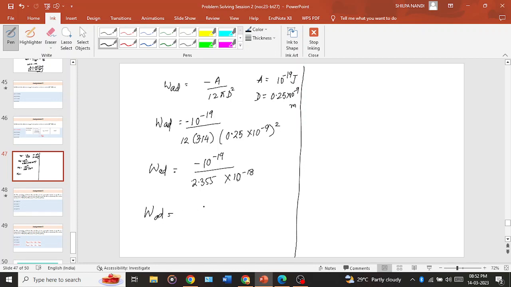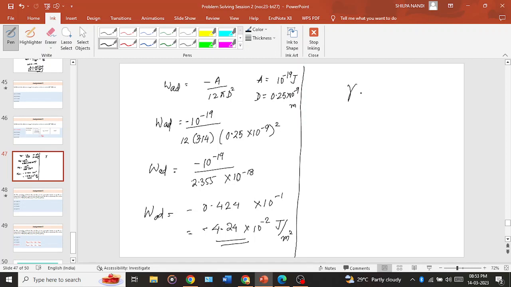So we'll get around this value, and the work of adhesion we finally got as around 4.24 multiplied by 10 power minus 2. Here is the minus sign, so don't forget the minus sign. Now this is joule per meter square, since the Hamaker constant was given in joule and d was in meter. So we got W_AD as minus 4.24 times 10 power minus 2 joule per meter square.